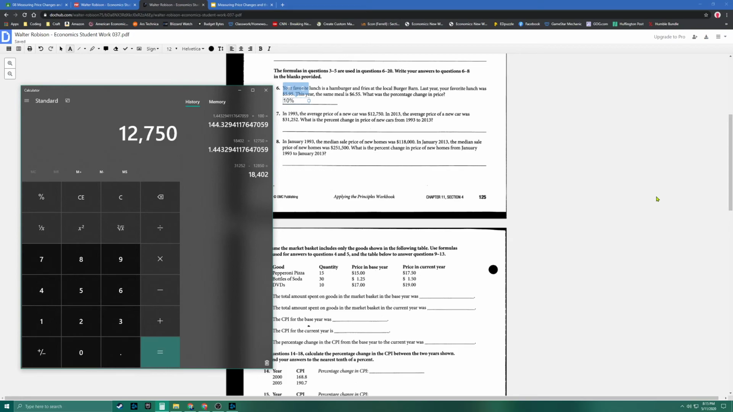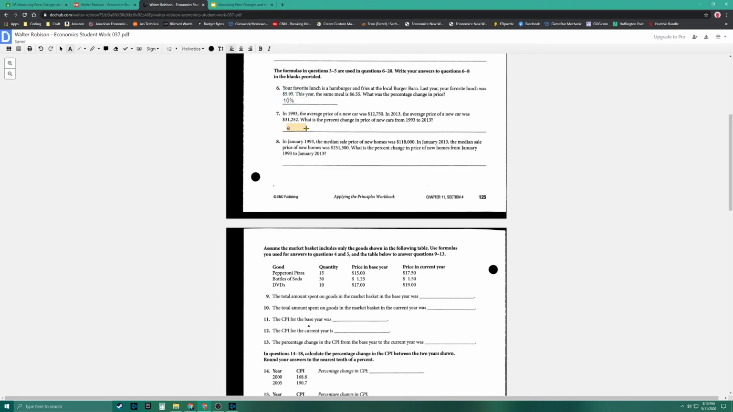12,750 subtract. Oops, that's not correct. I see what I did wrong here. Okay, so you're taking 31,252, subtracting that from 12,750. Divide that by 12,750. Multiply that by 100. That would make more sense. My numbers match now. So it's 145.1%. So what you're going to put down here is 145.1%.